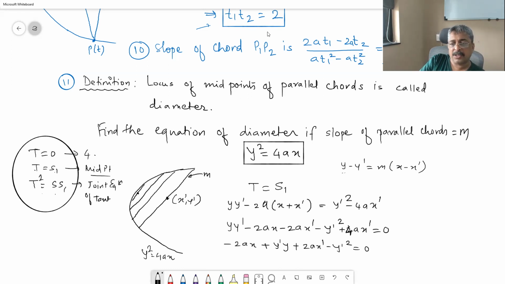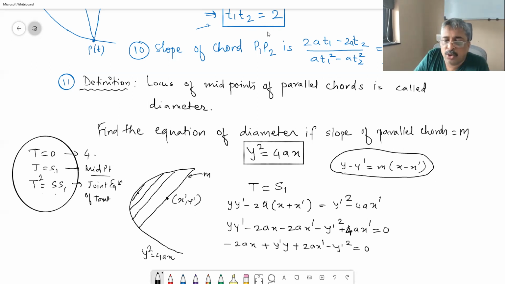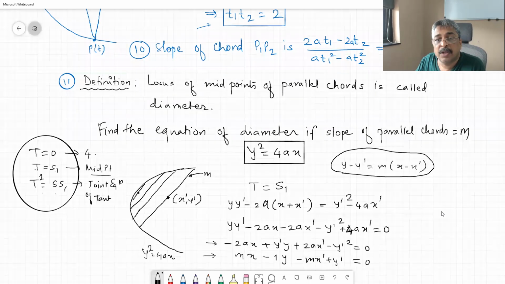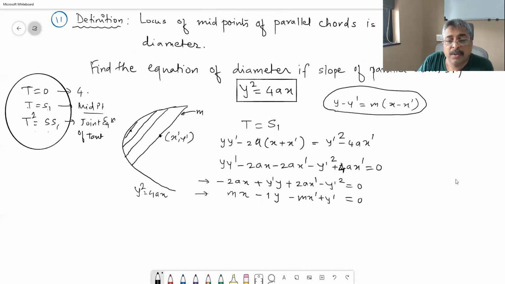Okay, and here we have the same chord by some other method. So by comparing coefficients we should get some idea about what we are doing. Coefficient of x here is m, coefficient of y here is minus 1, and the constant here is minus m x dash plus y dash. These two equations are of the same chord, and therefore by comparing, these should be proportional. So minus 2a upon m should be equal to y dash upon minus 1 should be equal to constant upon constant, but that might not be of use to us. And therefore what we get is y dash is equal to 2a upon m.